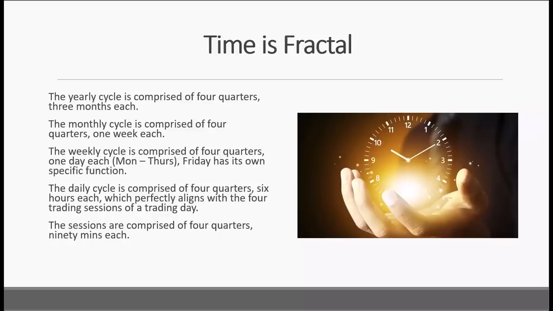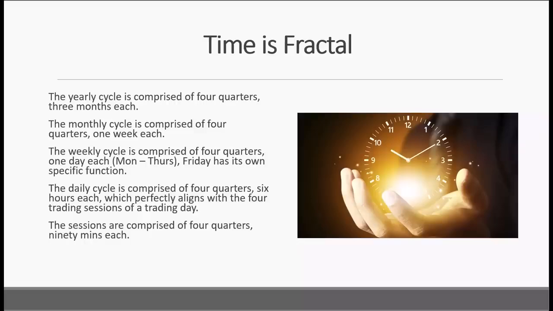The weekly cycle is comprised of 4 quarters, 1 day each. Monday is the first quarter, Tuesday is the second quarter, Wednesday is the third quarter, and Thursday is the fourth quarter. Friday is not included into the weekly cycle due to the fact that it has its own specific function.